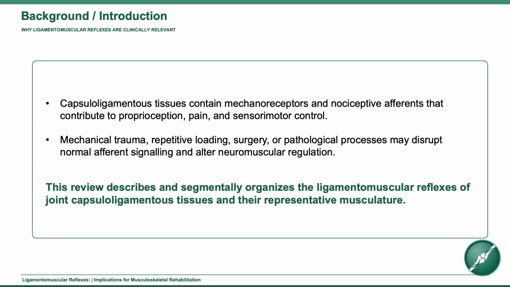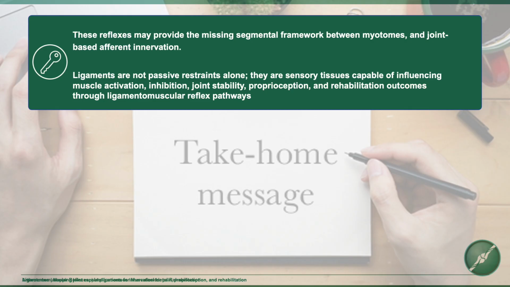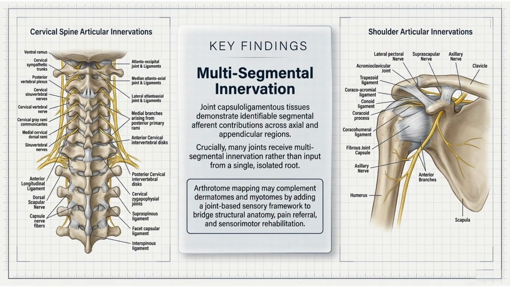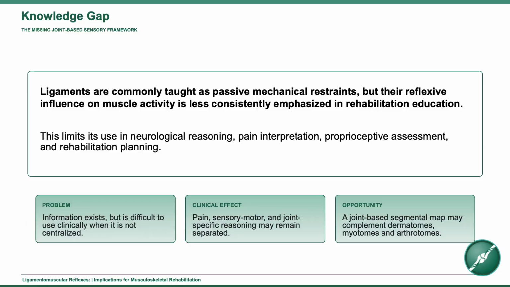Most of us learned to think of ligaments as passive structures. They connect bone to bone, limit excessive movements, and stabilize joints. But ligaments are not passive restraints alone. They are sensory tissues. Ligaments and joint capsules contain nerve endings that send information about joint position, movement, mechanical stress, and potentially threatening input. In this review, I ask a simple clinical question.